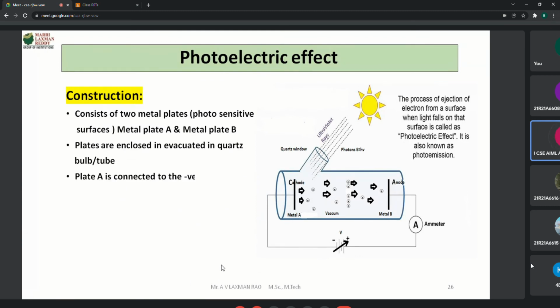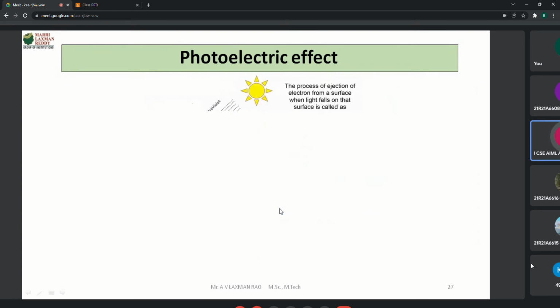About this experiment, it consists of two plates, metal plate A and metal plate B. These two plates are kept in a quartz bulb evacuated chamber. A negative terminal is connected to metal plate A, a positive terminal is connected to metal plate B, and an ammeter is connected to measure the current flowing from metal plate A to B. That we need to write. Once you go through it, you will come to know all these things.